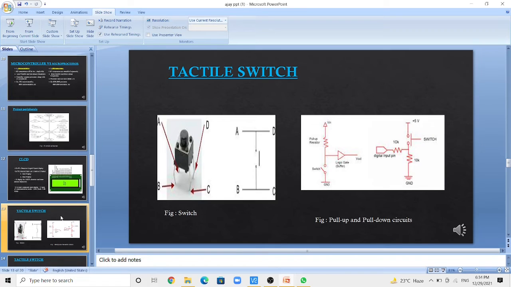Tactile switch. It's a switch. Here you can see that it's a pressing button, and this is the internal block diagram of this tactile switch, this one and this one also. This is a pull up/down circuit. Wherever a resistor is placed up, it can be called a pull up circuit. Wherever the resistor is down, nearer to ground, this type of circuit is called a pull down circuit.